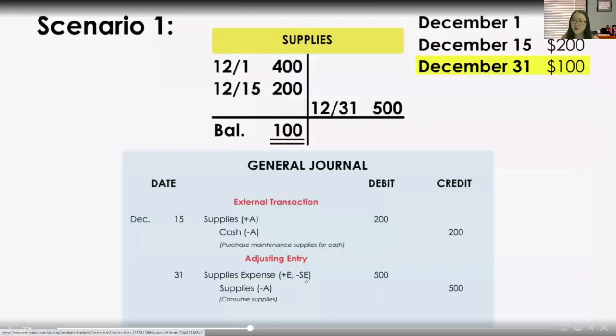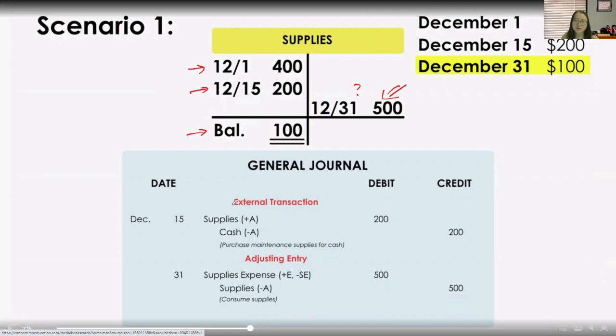Okay, so let's see. We prepaid $400 of supplies on December 1st. We prepaid $200 of expenses on December 15th. And then at the end of the day, we go to the closet and find out there's only $100 worth of supplies left. That means how much did we actually use? We used $500 out of these $600 of supplies, right?